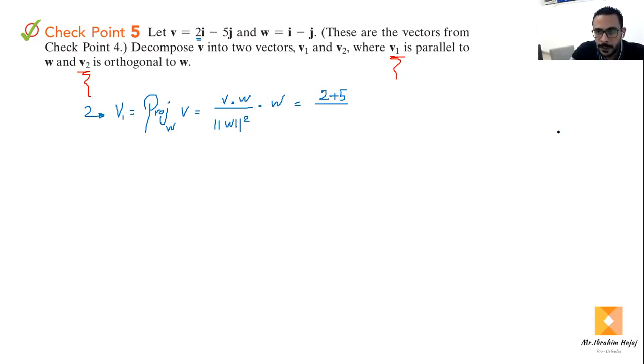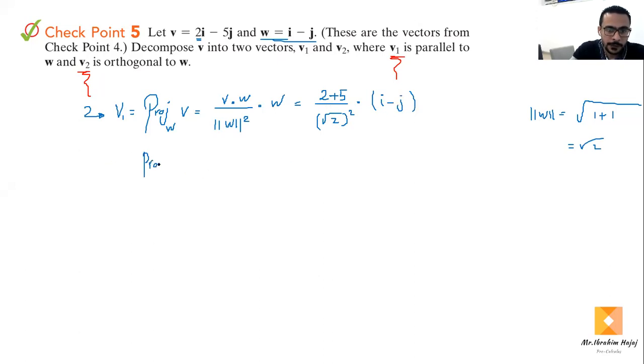First, the magnitude of W equals radical of 1 squared plus 1 squared, so radical 2. Then radical 2 squared over, multiplied by W, which is i minus j.